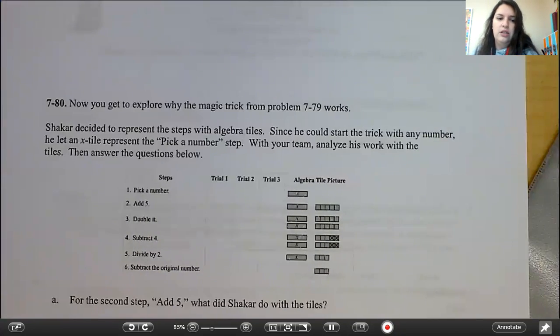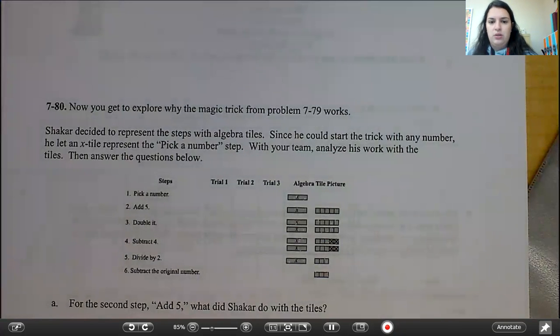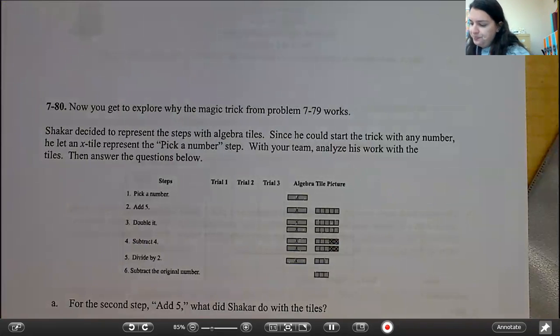780 says, now you get to explore why the magic trick from problem 779 works. Schuyler decided to represent the steps with algebra tiles. Since he could start the trick with any number, he let an X tile represent the pick a number step. With your team, analyze his work with the tiles, then answer the questions below.